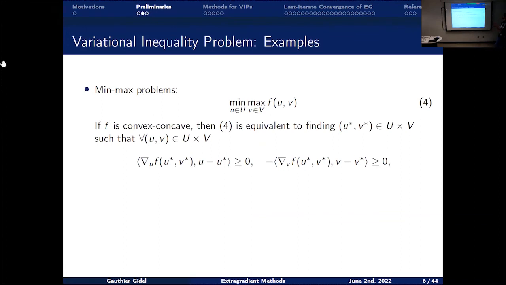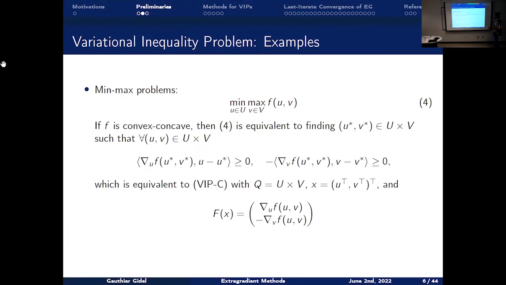And for instance, if you have a min-max problem and f is convex-concave, it's equivalent to find the min-max solution, or to find a pair of points, u star and v star, such that this condition holds. It's basically the first-order stationarity condition that is necessary and sufficient when you have a convex-concave form. So it's equivalent to the variational inequality problem if you realize that (u, v) is your variable x, and your vector field is the gradient for the descent part and minus the gradient for the ascent part. The concatenation of these two gradients is not a gradient anymore, and so this vector field is, in some sense, less well behaved than a single gradient.